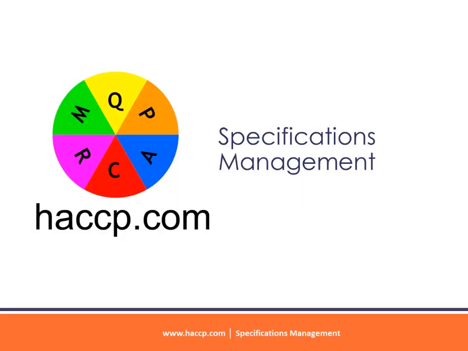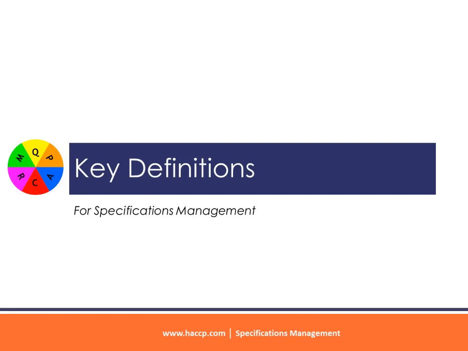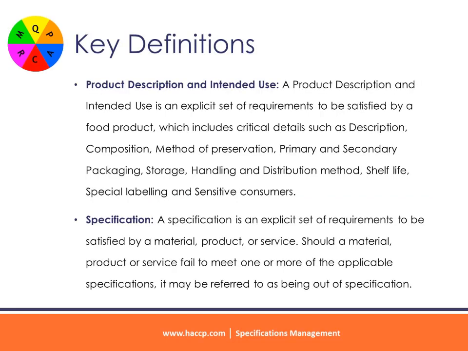Specifications management. Key definitions for specifications management. Product description and intended use. A product description and intended use is an explicit set of requirements to be satisfied by a food product, which includes critical details such as description, composition, method of preservation, primary and secondary packaging, storage, handling and distribution method, shelf life, special labeling and sensitive consumers.